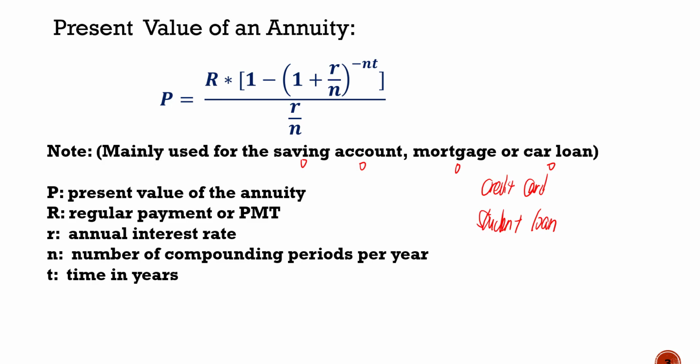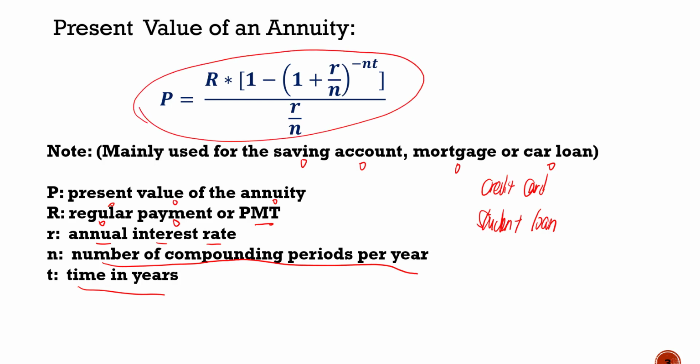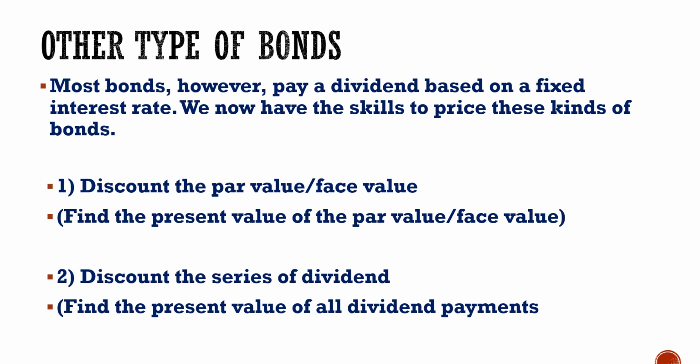Okay, so now one more time, let's review all these symbols. P represents present value of the annuity, R represents regular payments or the PMT, and then lowercase r represents annual interest rate. Then we have n represents number of compounding periods per year, t represents time in years. Okay, so we use this to handle some of the annuity problems.